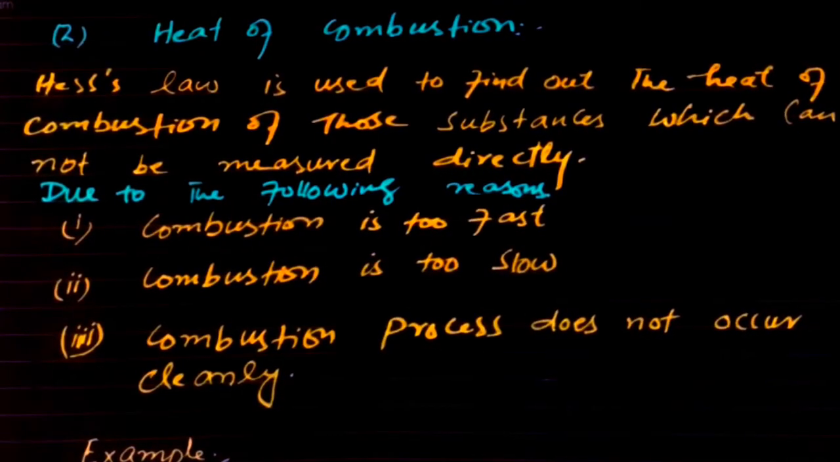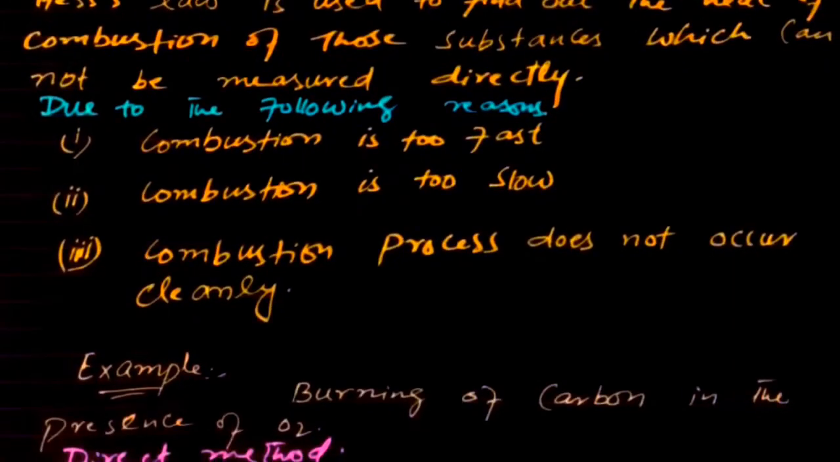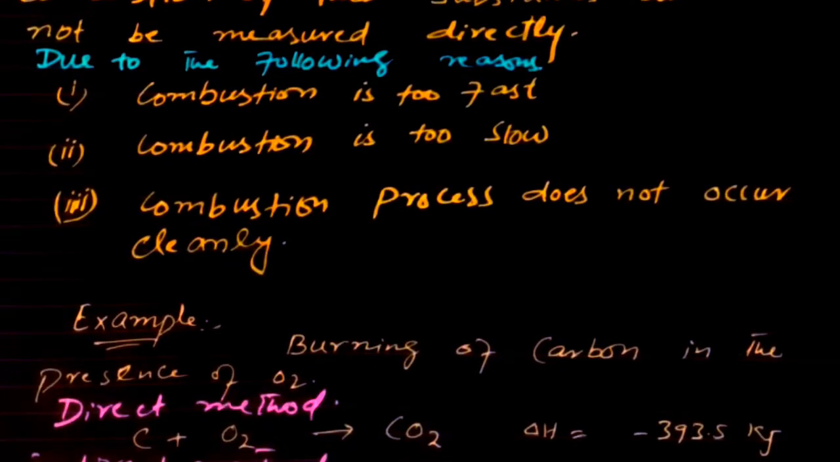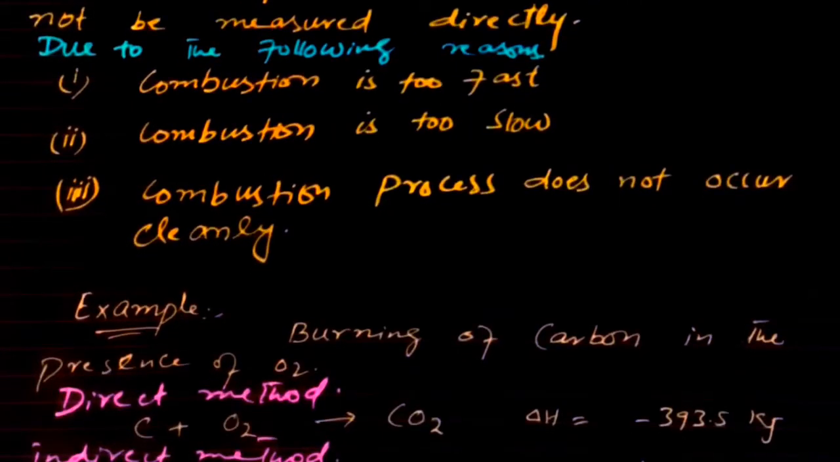Now Hess's law can also be used to find the heat of combustion of those substances which cannot be measured directly. And why can they not be measured directly? Because of the following reasons: combustion is too fast, combustion is too slow, or the combustion process does not occur cleanly. So in those cases, Hess's law can be used to find the heat of combustion of those substances.